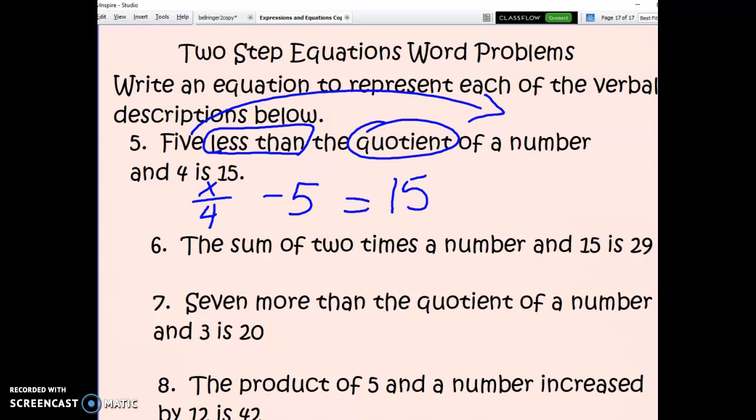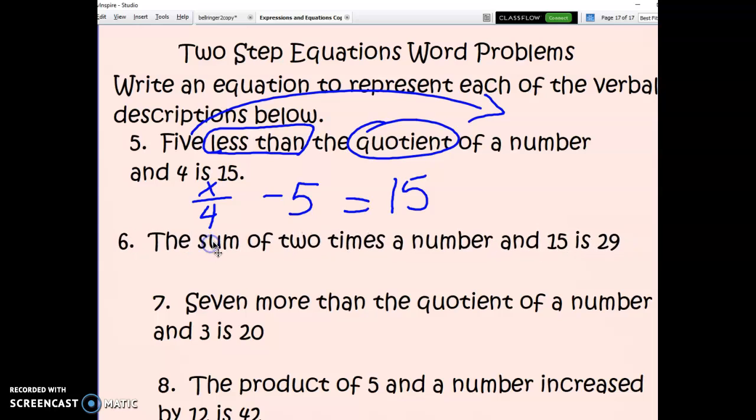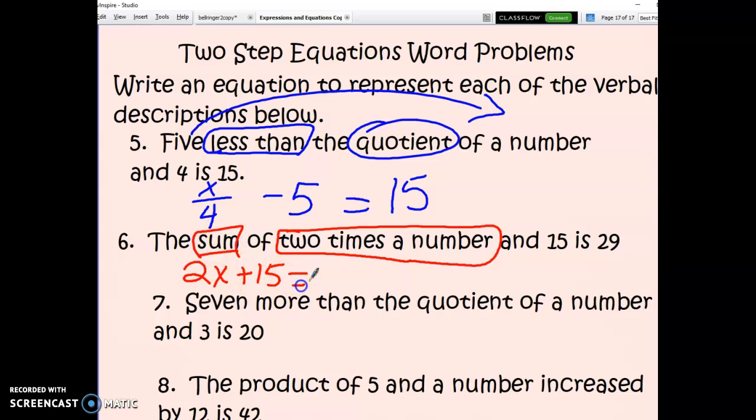Here's our next one. We've got the sum of 2 times the number and 15. 2 times the number would be 2 times any number. We could use any other variable too. That word sum means we're adding. So 2 times the number and 15 by sum is 29.